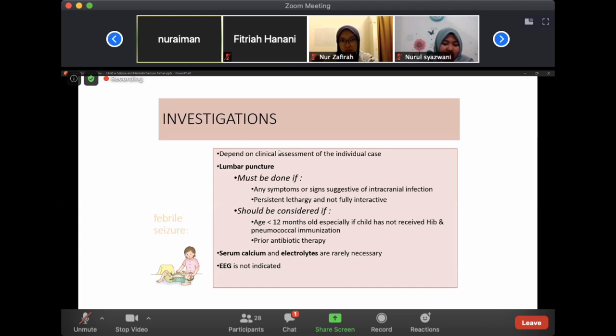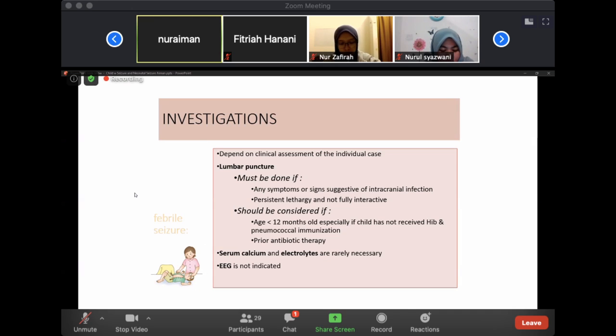The next one is if a child with febrile seizure presents to us. I want to say that all of these investigations are according to the individual case and it is not necessary to do everything. So for febrile seizure, lumbar puncture must be done if there are any symptoms or signs suggesting intracranial infection, or the child has persistent lethargy or is not fully interactive with the parents or with you who are examining the child. It must also be considered if the child is less than 12 months old and has not received Haemophilus influenzae B vaccination and pneumococcal immunization, and do it prior to antibiotic therapy.